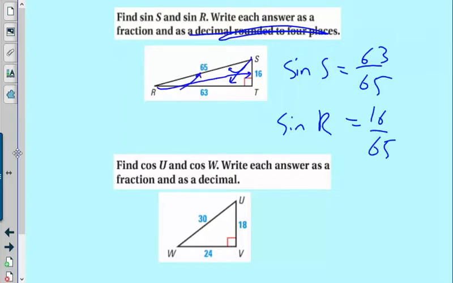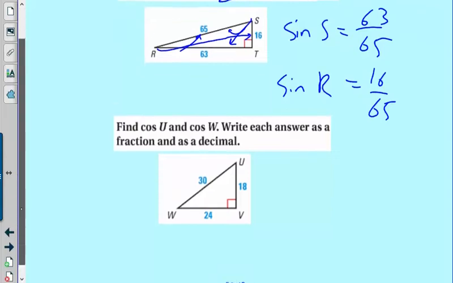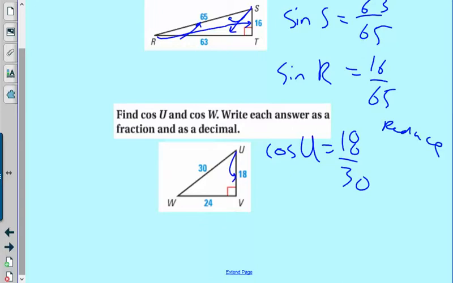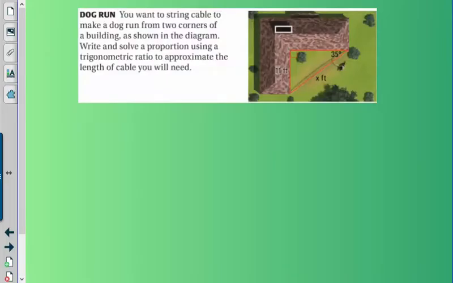And then cosine here for the second one, same thing. Cosine of u now is adjacent, so the adjacent one is the 18 there. So the cosine of u is 18 over 30. I probably should reduce these, but for the sake of this video and time, we'll keep them just as fractions. And then the cosine of w now is, the adjacent is 24, hypotenuse is 30, so it's 24 over 30. So let's get into some problems now and actually solve these.